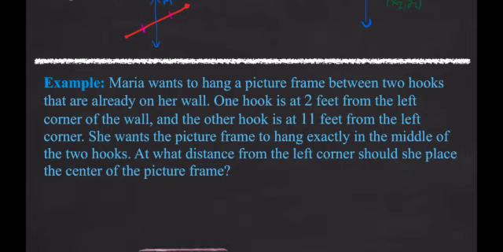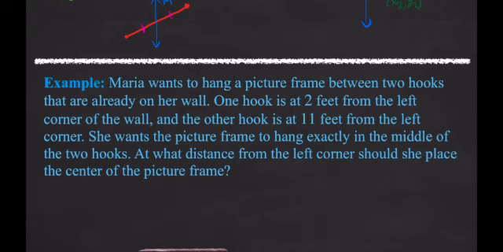Maria wants to hang a picture frame between two hooks that are already on her wall. One hook is at 2 feet from the left corner of the wall, and the other hook is at 11 feet from the left corner. She wants the picture frame to hang exactly in the middle of the two hooks. At what distance from the left corner should she place the center of the picture frame?